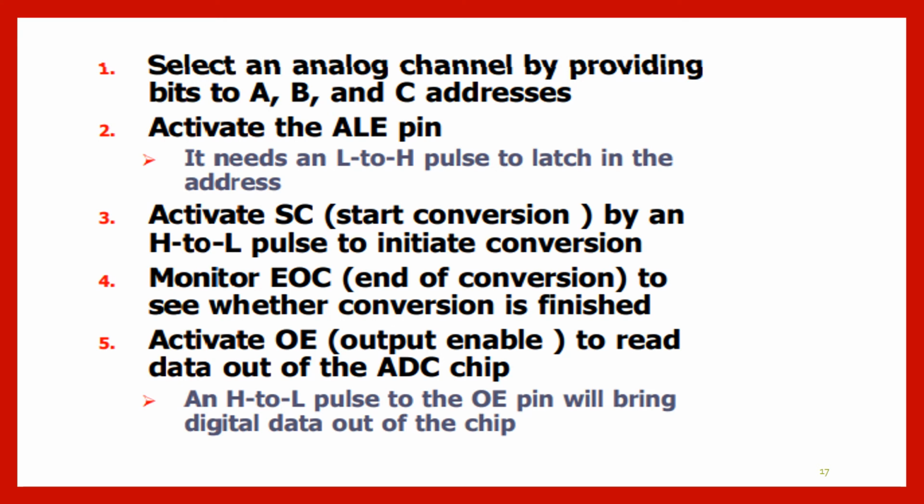Then you have to monitor end of conversion to see whether conversion is finished. And then you have to activate output enable, that is OE, to read data out of the ADC chip. A high to low pulse to the OE pin will bring digital data out of the chip. So one by one you have to choose ABC, what exactly you want to give. First of all select that, then activate ALE, then activate SC, then monitor EOC, activate OE, and once everything is over, automatically INTR will also go low, and definitely you will get the converted output.